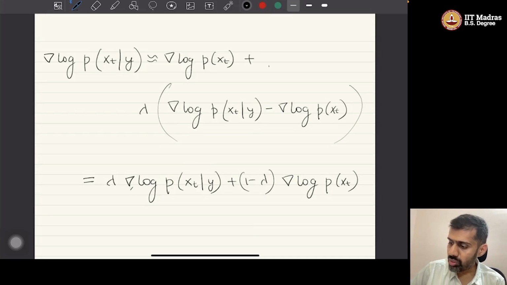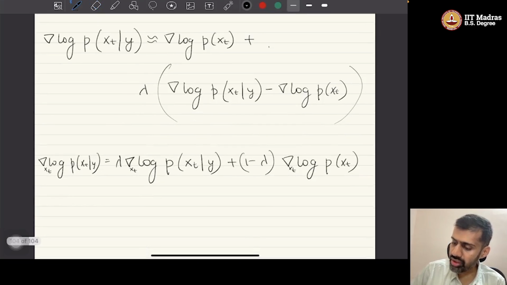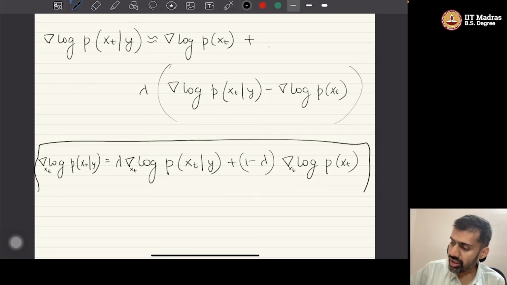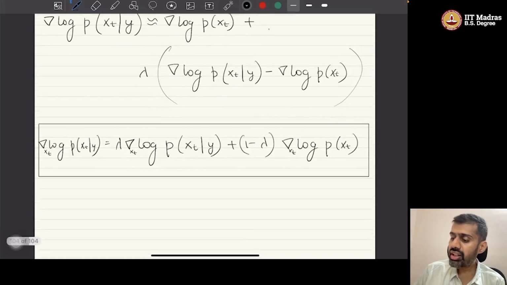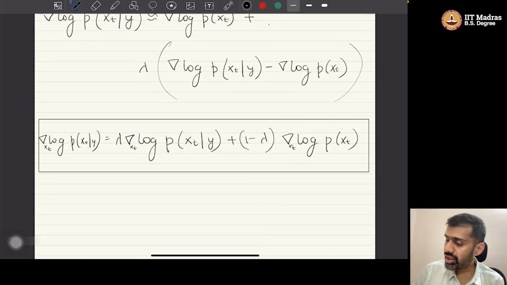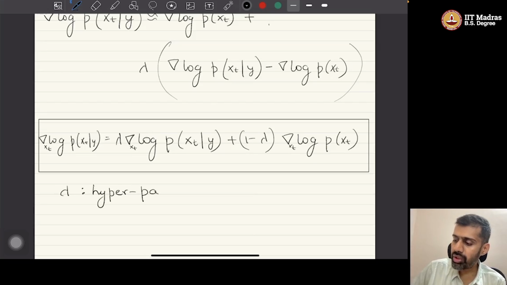That's it. So this is the score. So now whatever we need, the LHS, which is the conditional score that we would want to estimate, xt given y, is now represented as a convex combination of the two, where lambda is a hyperparameter. So this is the key equation in classifier free guidance. So what did we do? We just represented the conditional score in terms of the unconditional score and the conditional score with a constant. So lambda is an experimentally tuned hyperparameter. So this is more of an empirical way to deal with the problem.